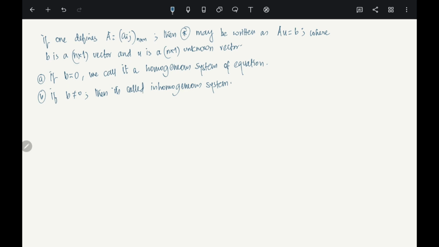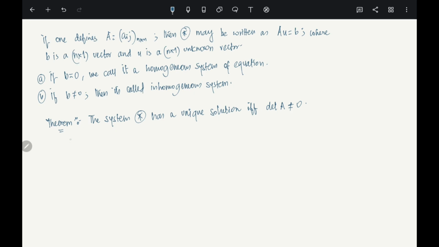Theorem. I am not going to prove the theorem, you have to do it yourself. The theorem is quite easy to prove. So the system star has a unique solution if and only if the determinant of A is not equal to 0. Okay, so that is quite true.